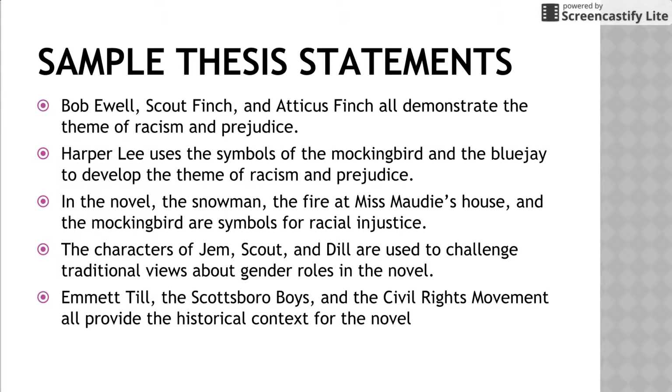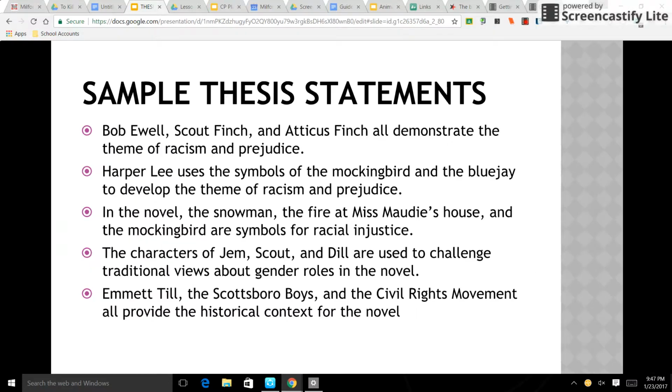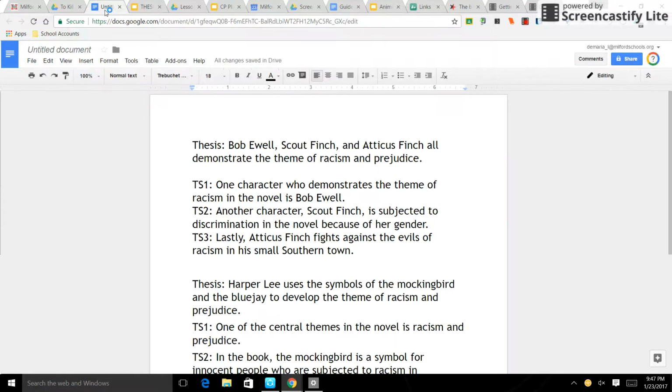For your topic sentences, those should be nice, concise, to the point, simple sentences that tell us exactly what that paragraph is going to be about. Let's look at a sample here. So you just want to take your thesis statement and dissect it into three different pieces. So if your thesis statement says Bob Ewell, Scout Finch, and Atticus Finch all demonstrate the theme of racism, each of these characters will have his or her own topic sentence. And you want to go in the same order that they appear in your thesis statement.